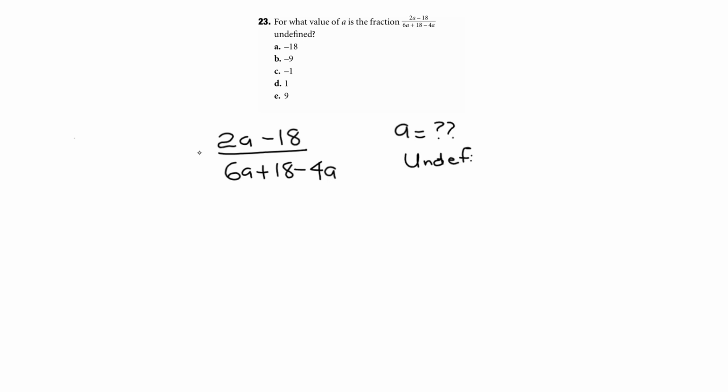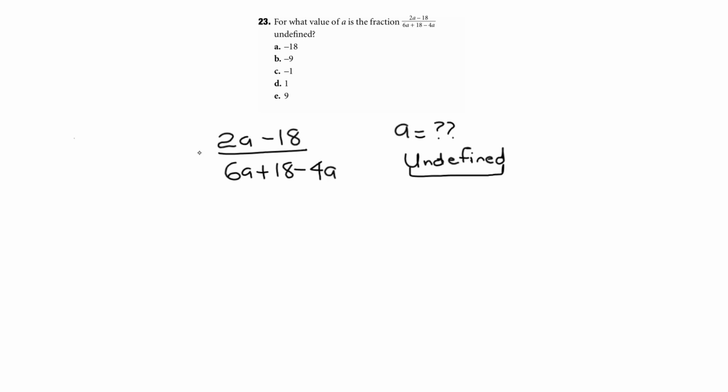So they've asked us to find, let me first write the question, 2a minus 18 out of 6a plus 18 minus 4a. They've told us to find the value of a which will make this whole thing undefined. And math is not really about solving problems and getting answers. It's very important that we first understand what some of the terms mean.